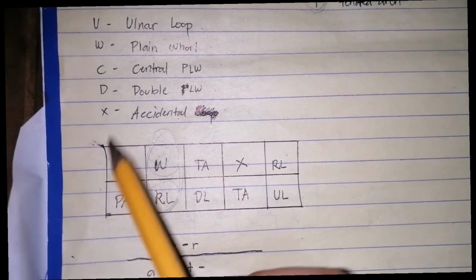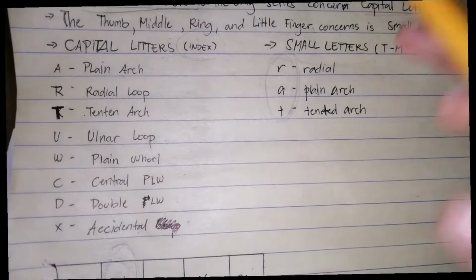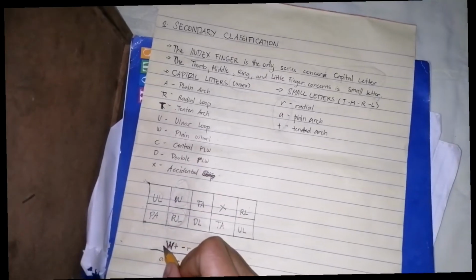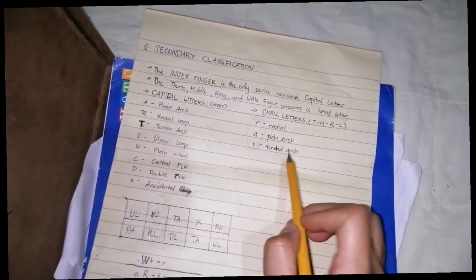In the thumb, we have ulnar loop. It doesn't belong to the rat family, so we will leave it blank on this side because it is not radial, plain, or tented arch.